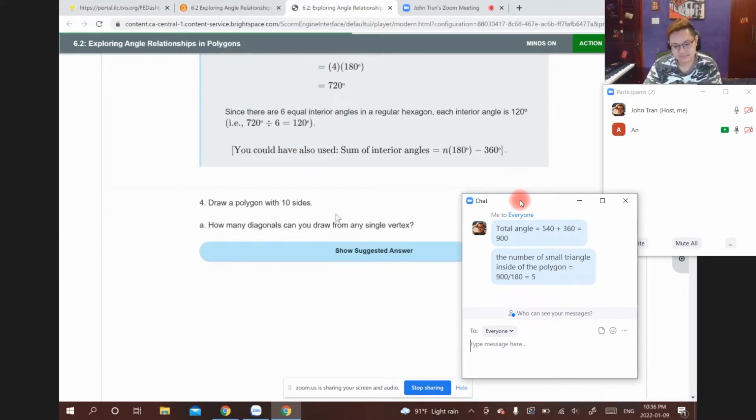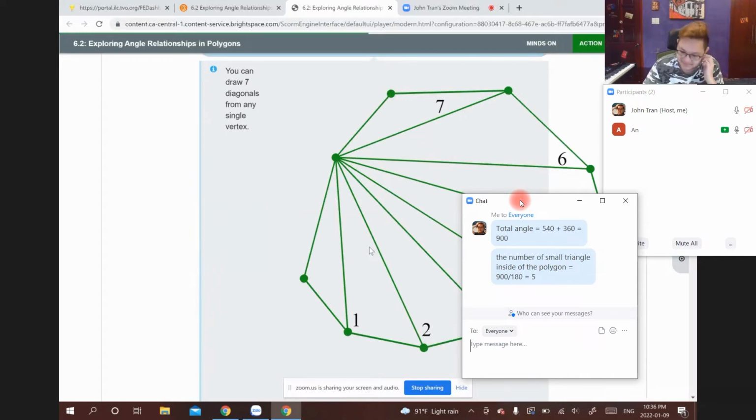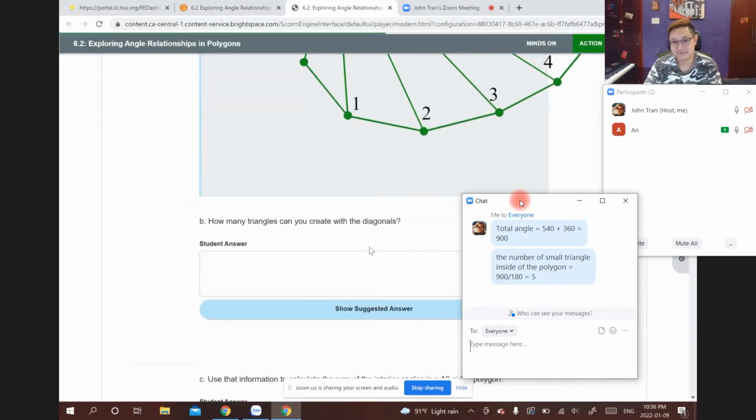A polygon has 10 sides. How many diagonals can you draw from any single vertex? You can draw 7 diagonals from any single vertex. B. How many triangles can you create with the diagonals?